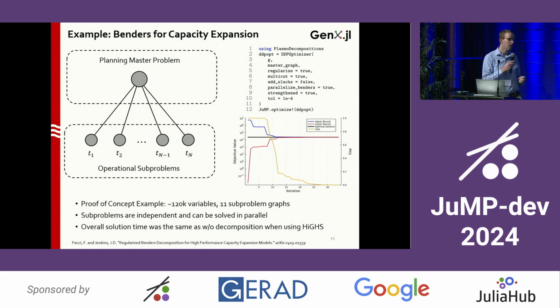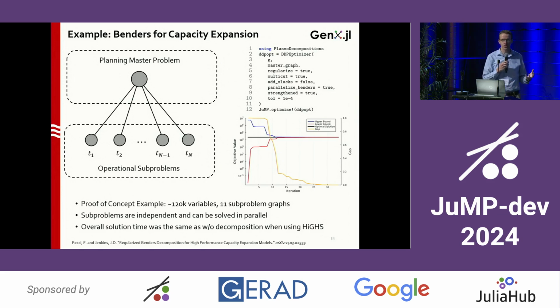In this case, we had one node or subgraph that represented the planning master problem, and then there are these n operational subproblems that weren't linked together. They were only linked to the master graph. And you can see in the top right what it looks like to call Plasmo Decompositions, that we pass our overall graph G. We set a master node, which is the master graph object, and then there are several options that we can pass to this optimizer object, including using regularization, using multi-cuts, adding slacks. This ensures your subproblem is feasible, or parallelizing Benders. So in this case, we can parallelize the solve of each of these subproblems.